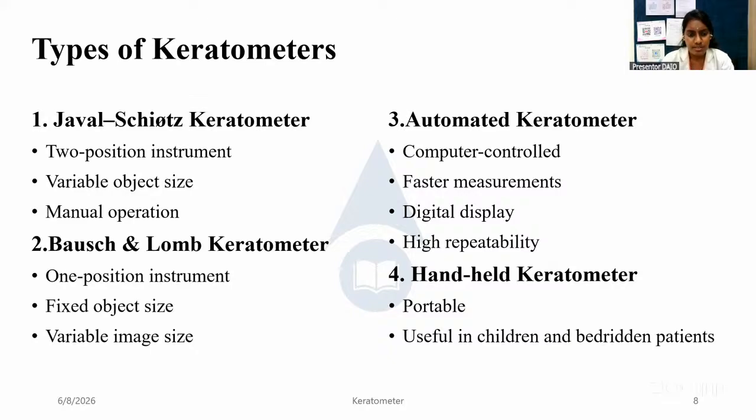Bausch and Lomb keratometer. It is a one-position instrument. It measures only the central 2 to 3 mm of the cornea. It has a fixed object size and variable image size.